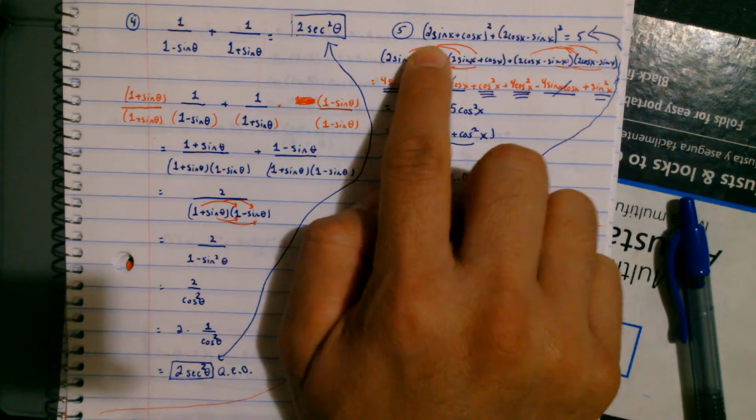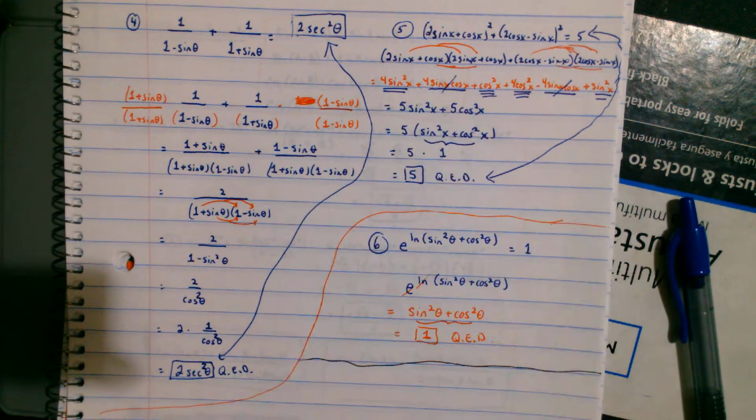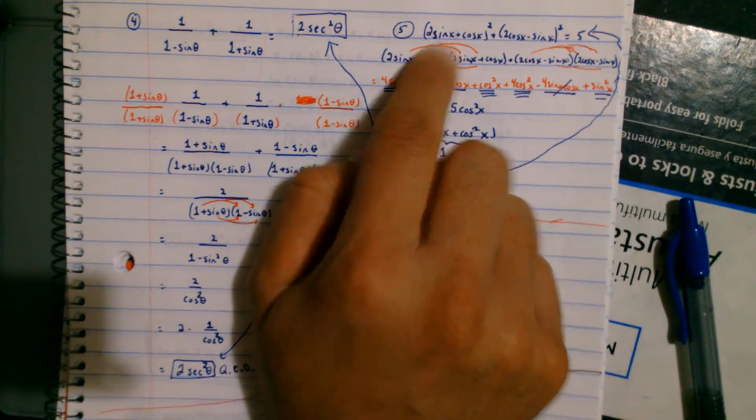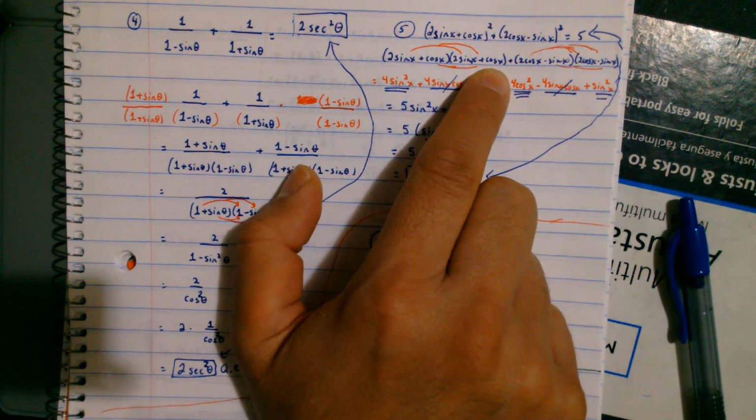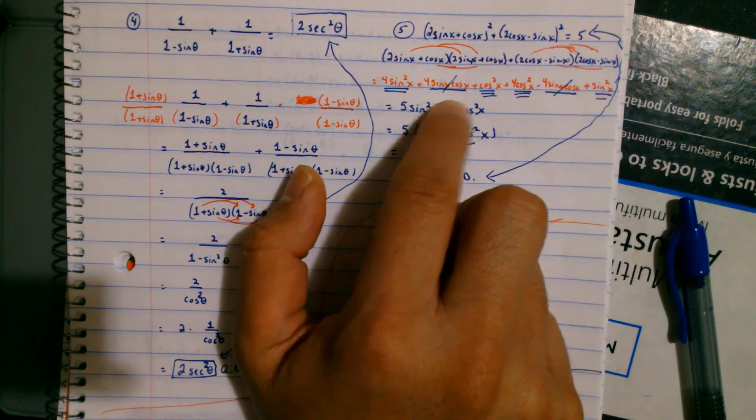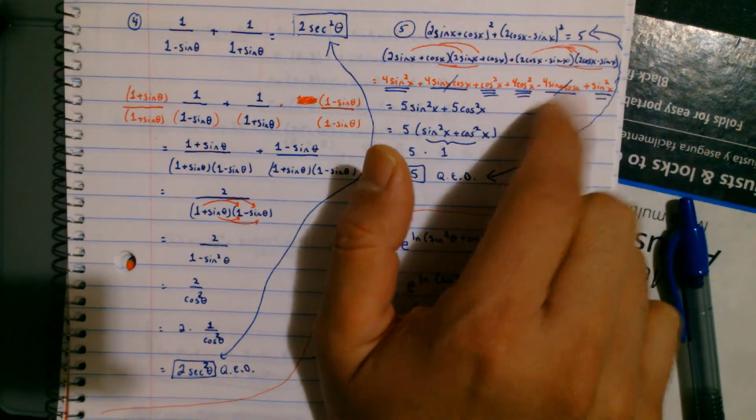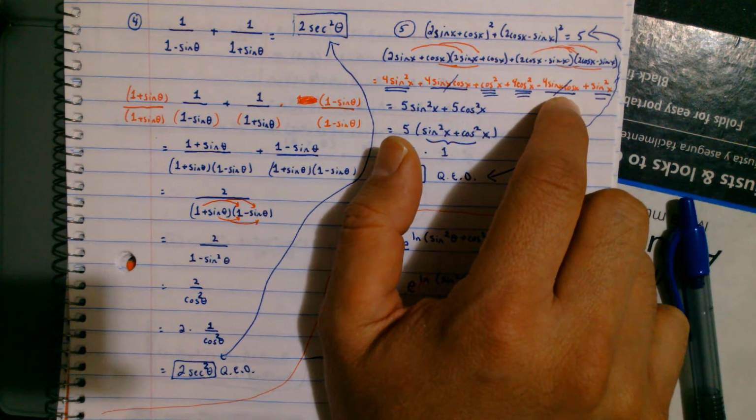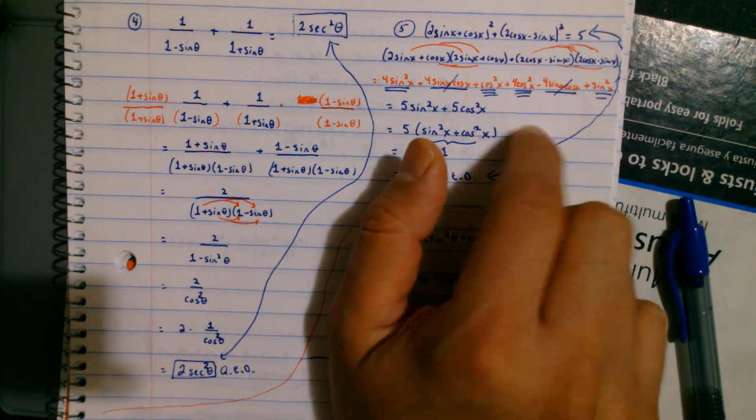Number 5, it has these two parentheses squared added up equal to 5. So this has two parentheses of each. So I'm going to FOIL everything. In doing so, I get 4 sine squared plus 2 sine cosine plus 2 sine cosine, which is 4 sine cosine in the middle. And then cosine times cosine is cosine squared. Over here, I get 4 cosine squared minus, because there's a minus in there, 4 cosine x sine x, and then plus sine squared.